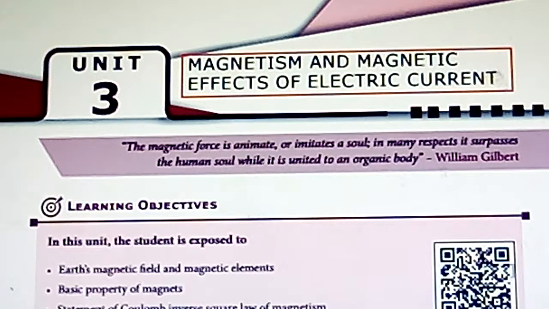The chapter is Magnetism and Magnetic Effects of Electric Current.